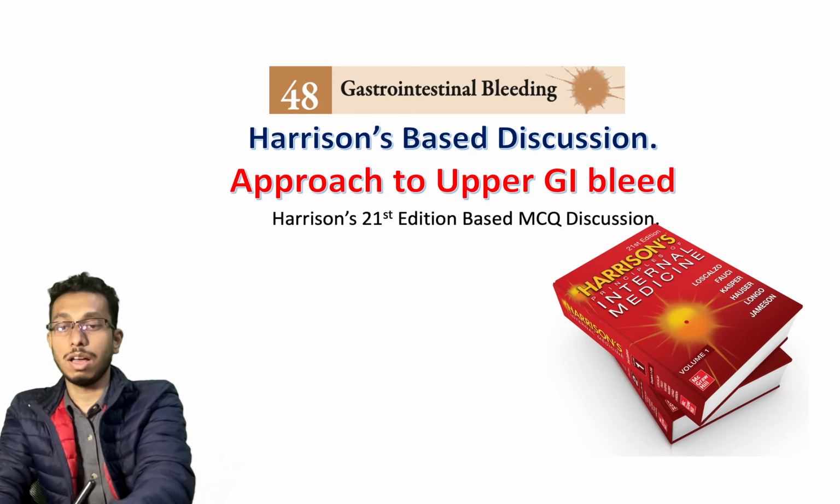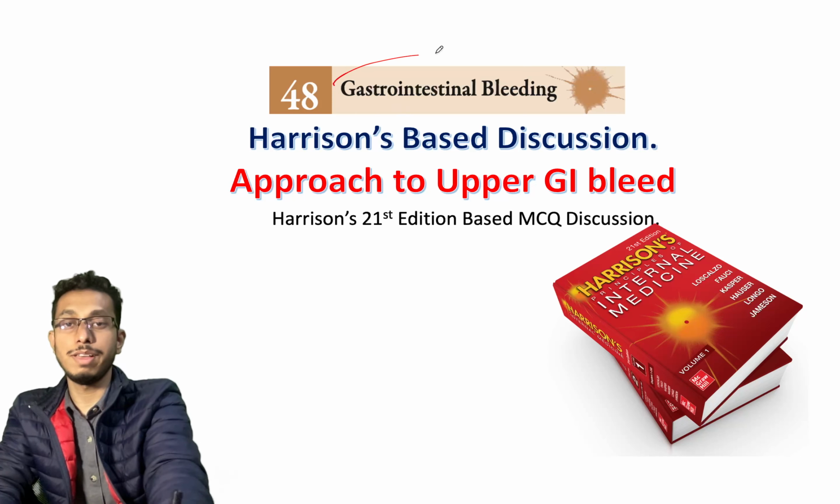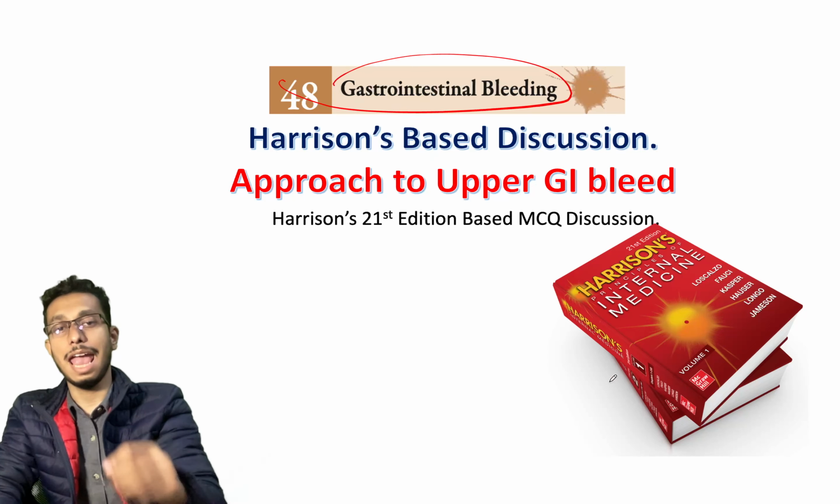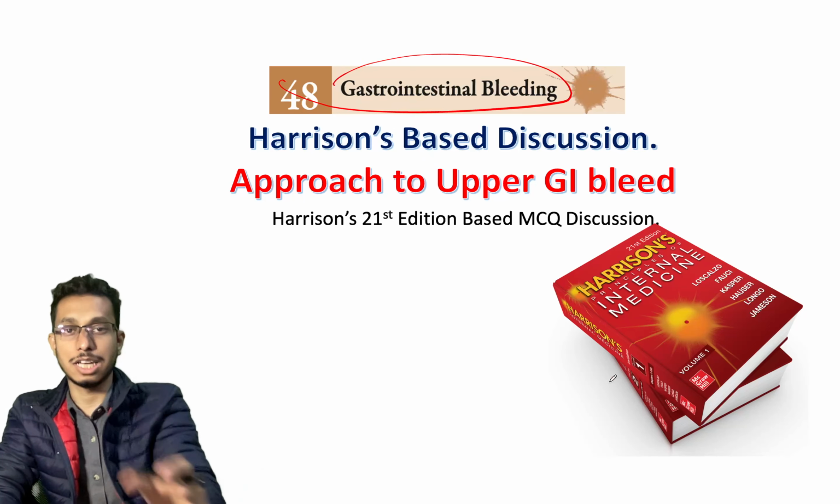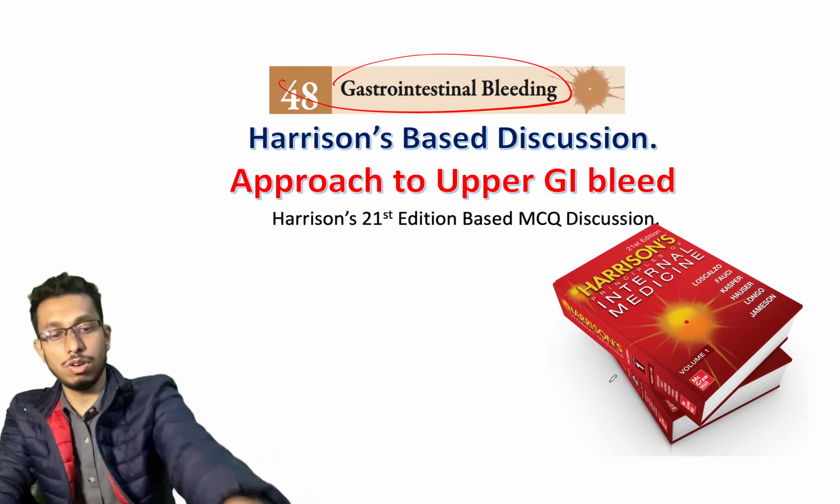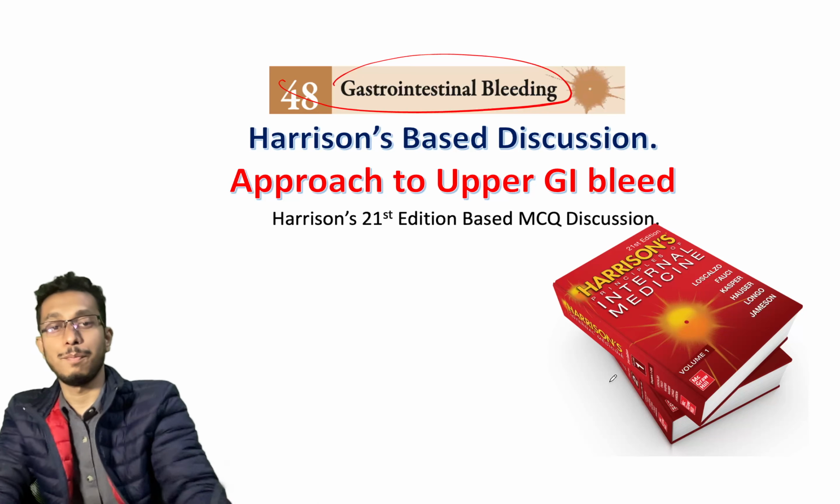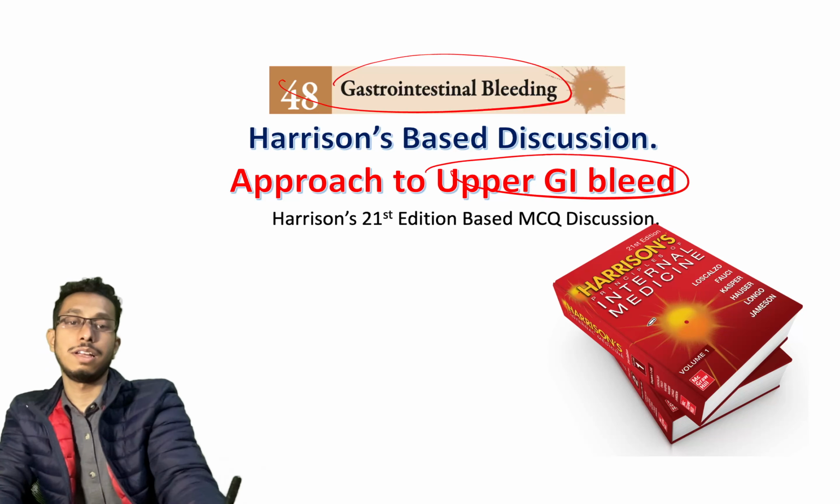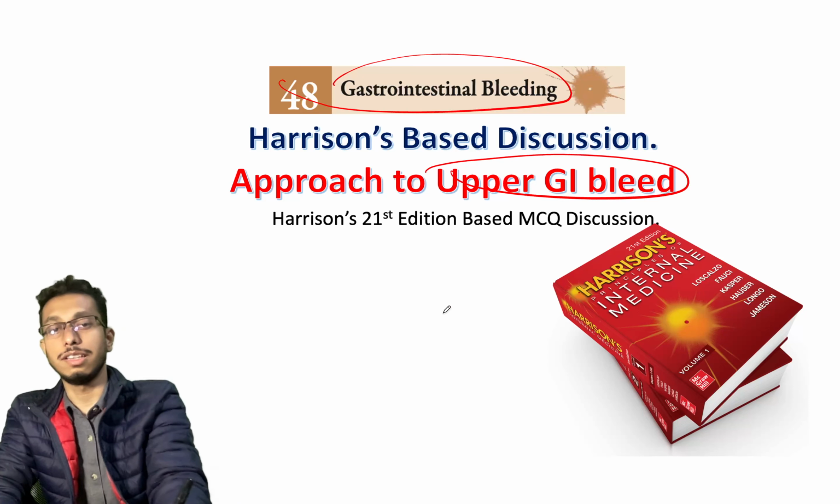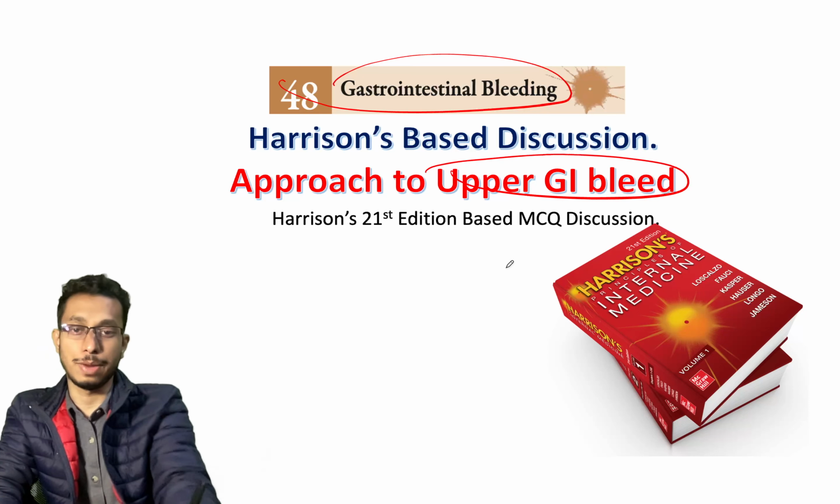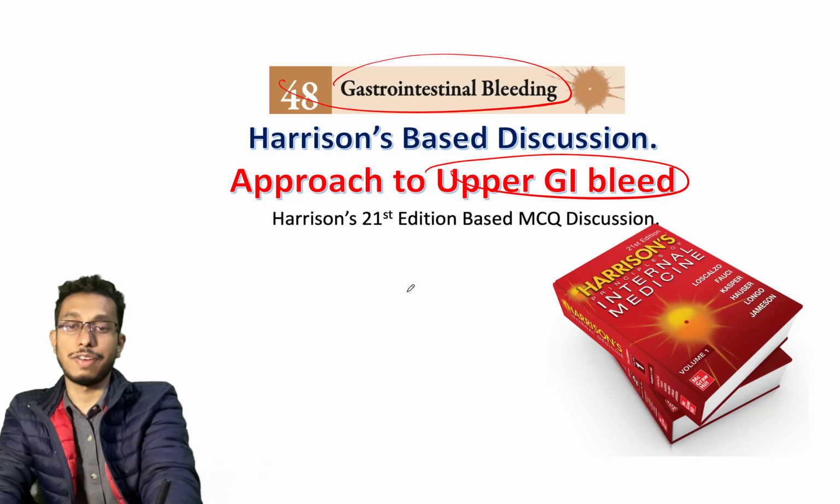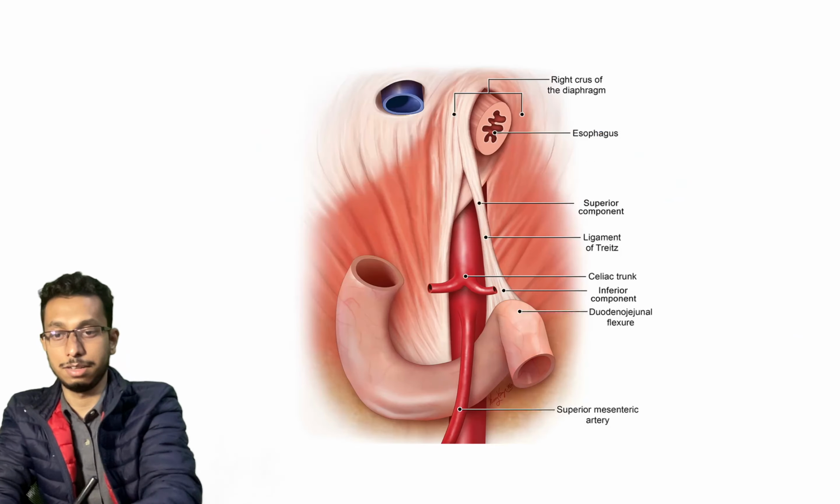Alright. Now, first things first, what do you mean by GI bleed? GI bleed means any source of blood coming out from the gastrointestinal tract. Again, this is divided. And what is upper GI bleed? Based on anatomical localization, this is divided into upper and lower compartments. The thing that differentiates between upper and lower is a ligament known as the ligament of Treitz.